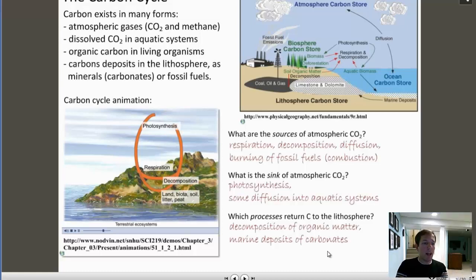Also carbonates, so the limestone that is produced by corals would be a great example of a biological way to turn carbon that is dissolved in the water into a type of rock that will then keep that carbon stored away for theoretically forever.